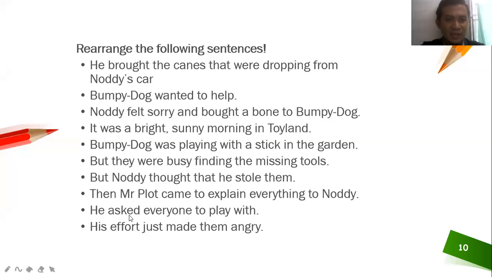First is, number one is this one. It was a bright sunny morning in Thailand. Okay. And number two, this one. Bumpy dog was playing with a stick in the garden. Yes or no? Yes, sir. Okay. And then number three, it was a bright sunny morning in Thailand. A bumpy dog was playing with the stick in the garden. Okay, number three. Which one is number three? This one. He asked everyone to play with.